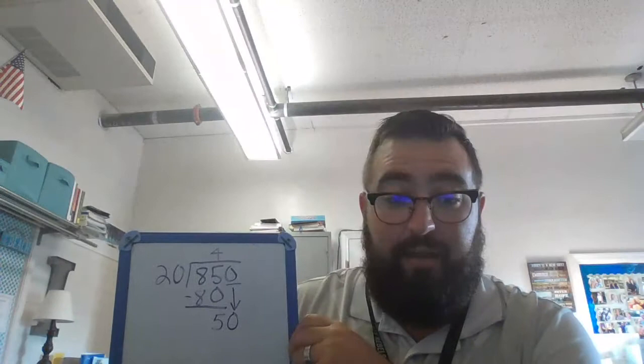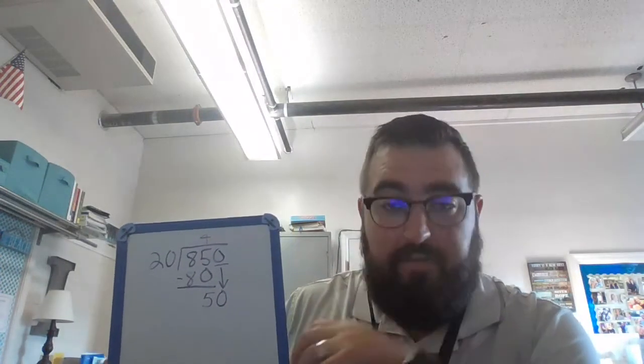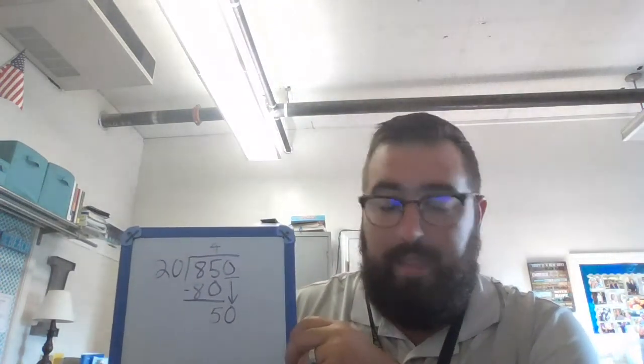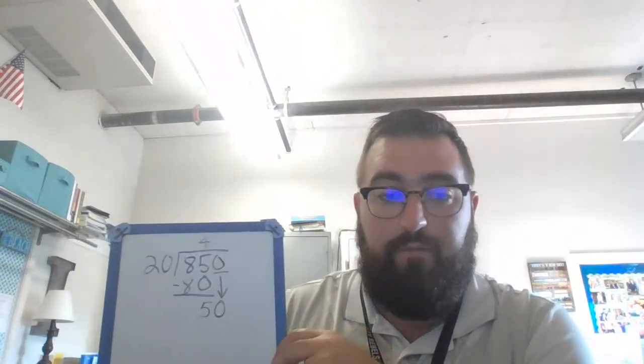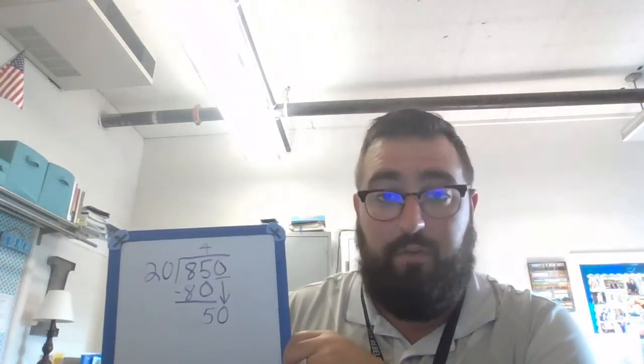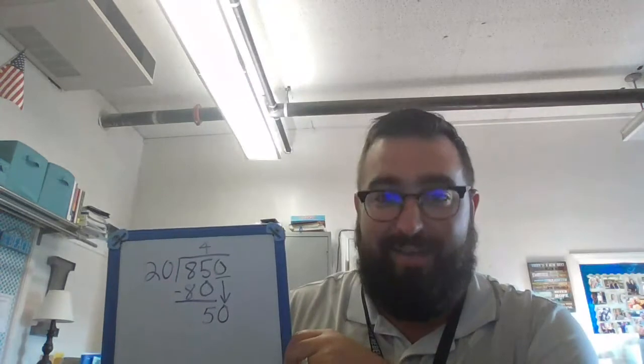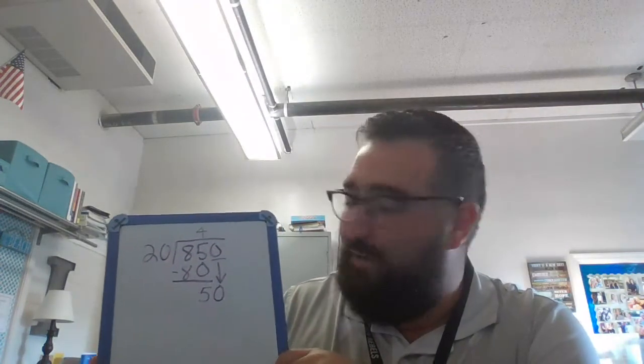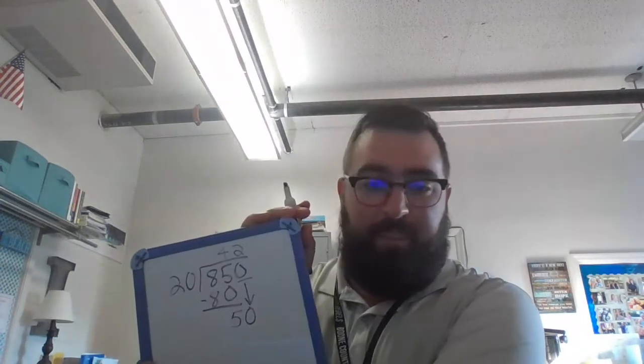So now we go back to divide. 50 divided by 20. How many times can 20 go into 50? The answer here is going to be 2. 20 times 2 is 40, which is the closest we can get to 50 without going over. Therefore, the 2 gets brought up here to the top. We multiply it out. 2 times 20 is 40.